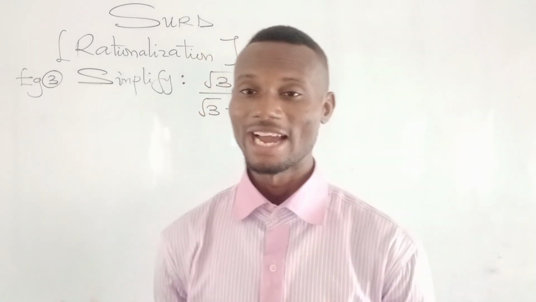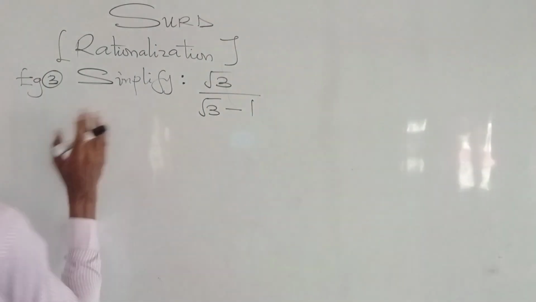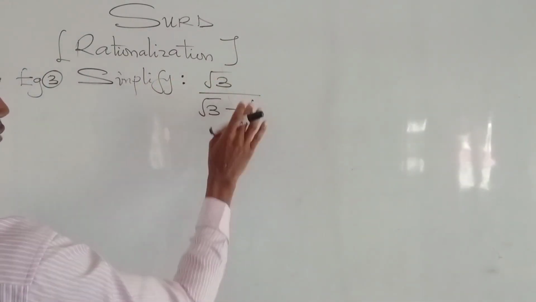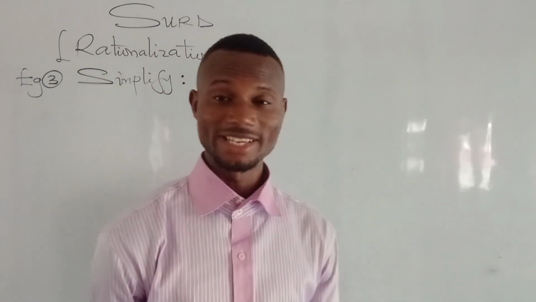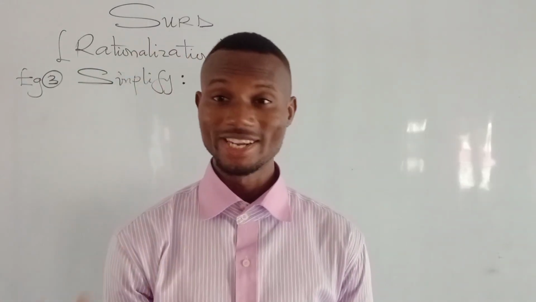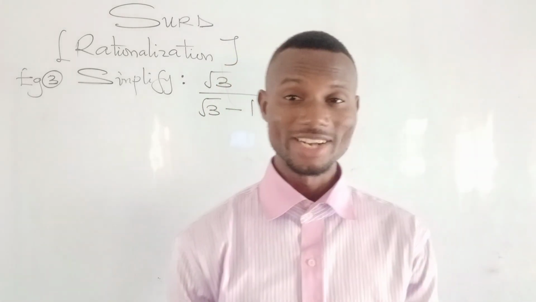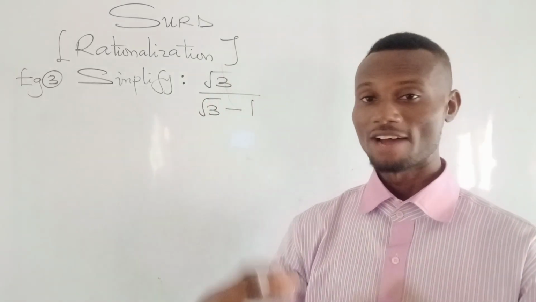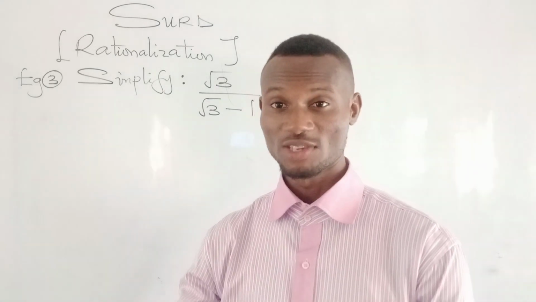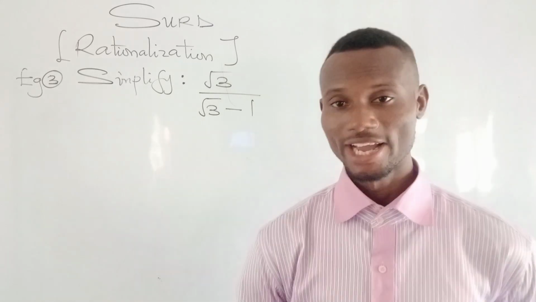So let's go ahead and handle example 3 that I have on the board. Example 3 says: simplify root 3 over root 3 minus 1. For us to simplify this one, the process you are supposed to go through is to rationalize it. That's the only approach to be able to simplify this, and I've explained it a lot in the previous videos. So let's go ahead and solve this together.